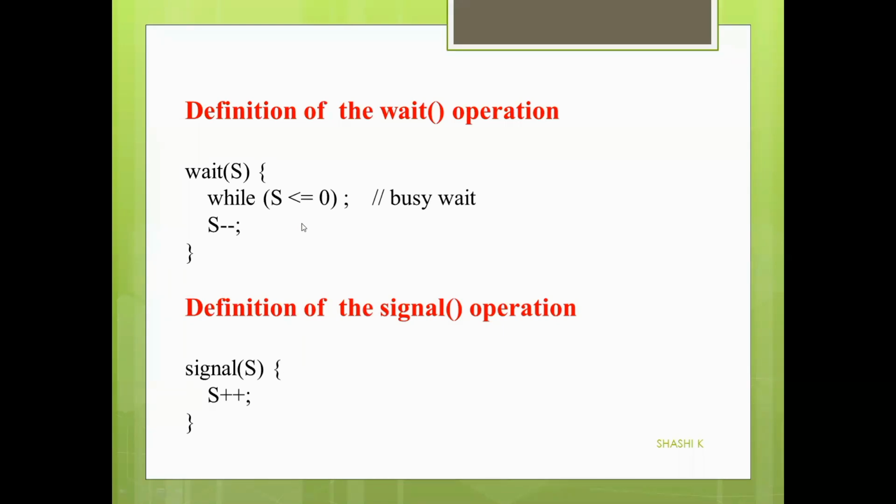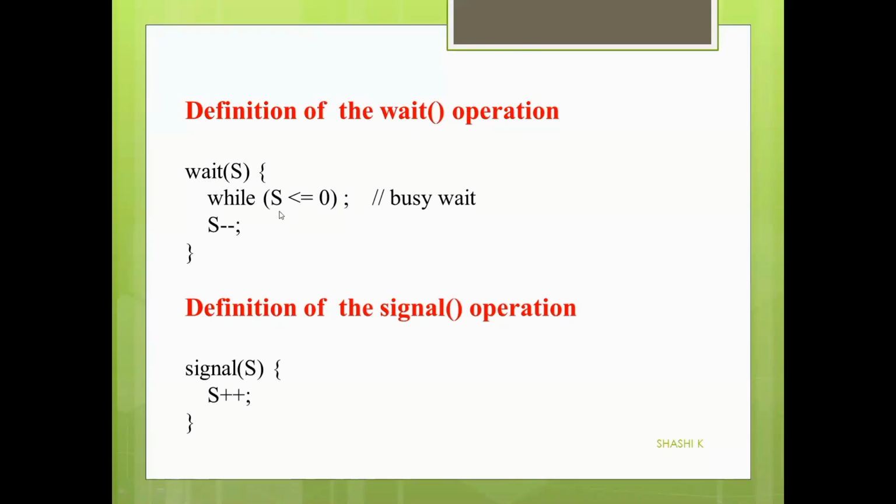But in wait, we have a check. We check whether the value of the semaphore is equal to 0 or less than 0. If the value is 0 or less than 0, then the processes are made to execute in the while loop infinitely. They will be busily executing the while loop and will never be able to come out of it. It is an infinite while loop because of the semicolon at the end of the while loop.